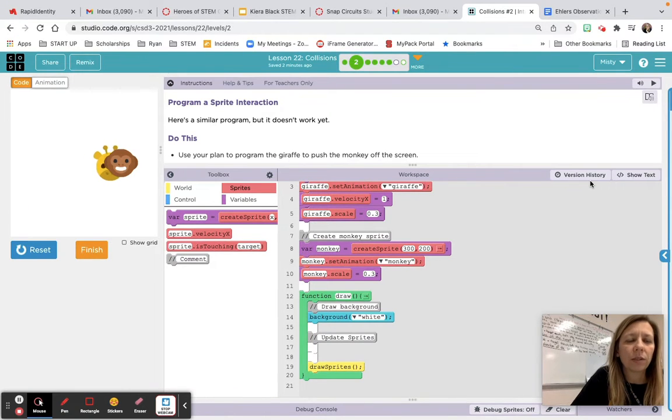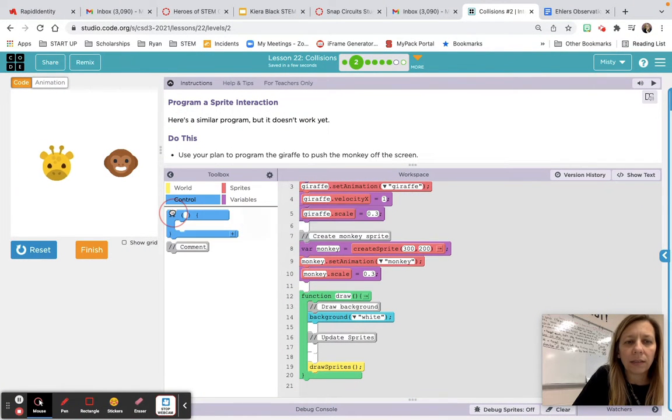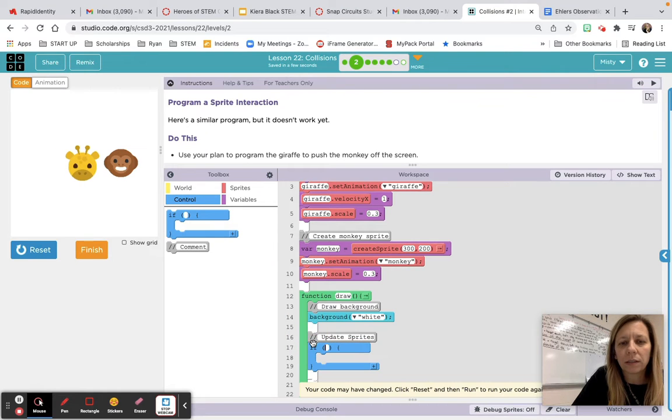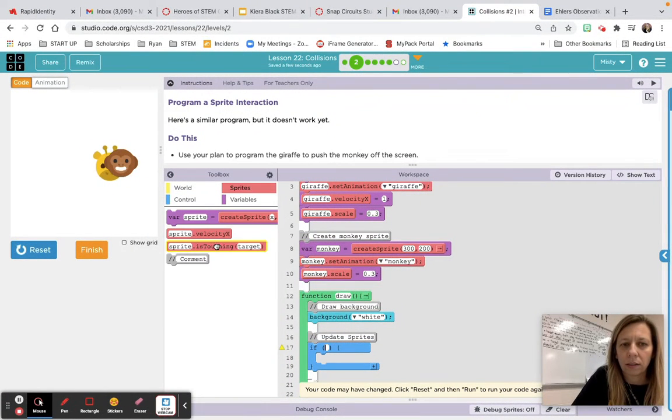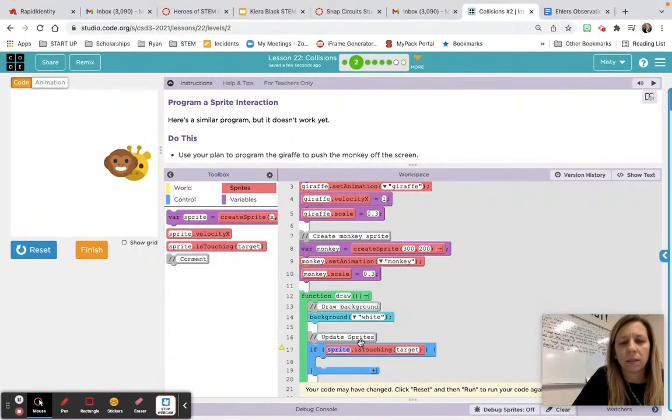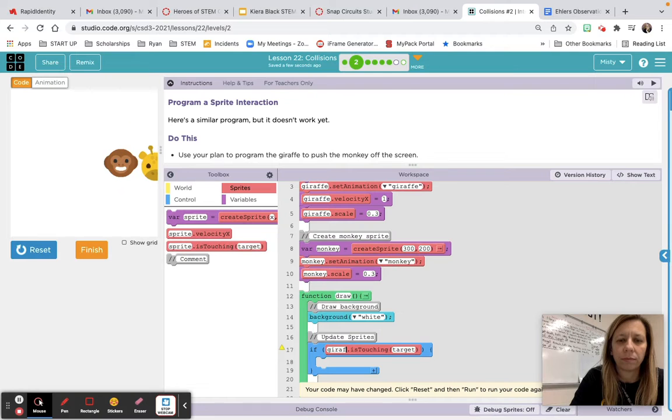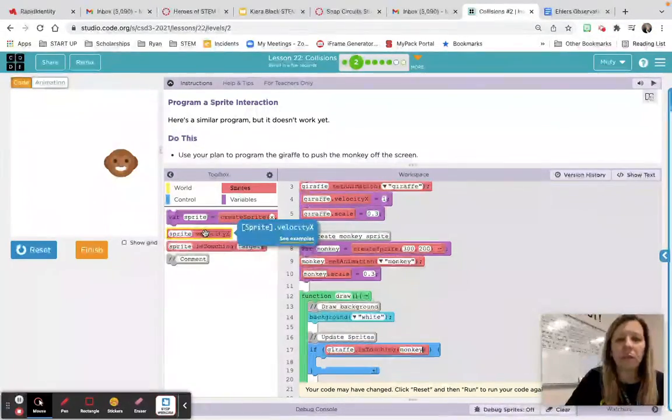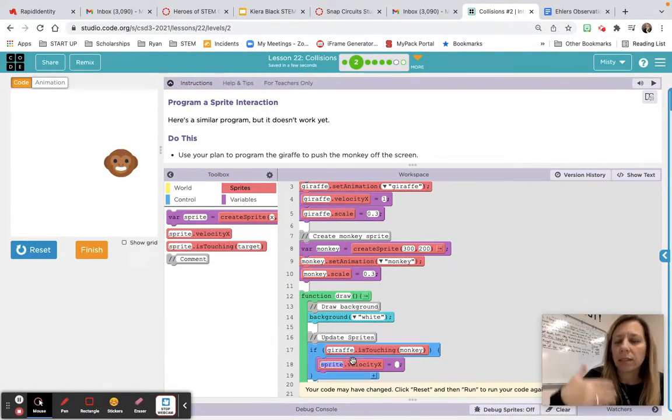The giraffe is going to keep moving at a velocity of 1, and the monkey's not moving. So if we want the giraffe to do that, we need an if statement, a conditional. If the giraffe is touching the monkey, then we want the monkey to also have a velocity so it also moves. The monkey is going to move at the same velocity as the giraffe, which is 1, as we see in line 4.